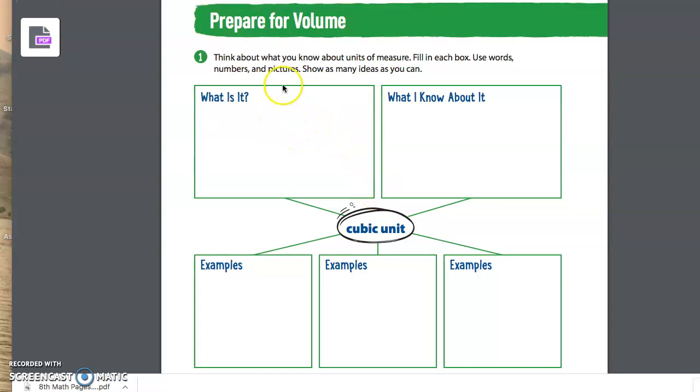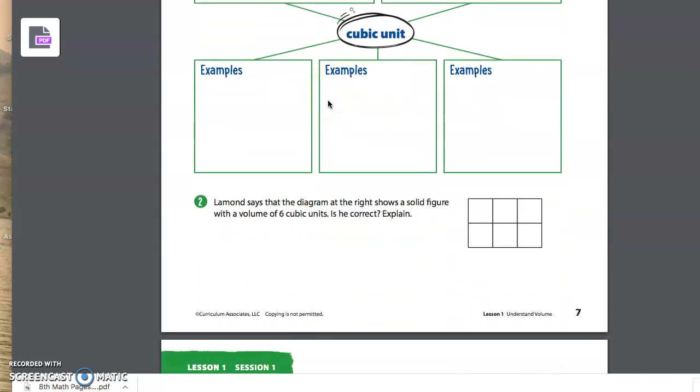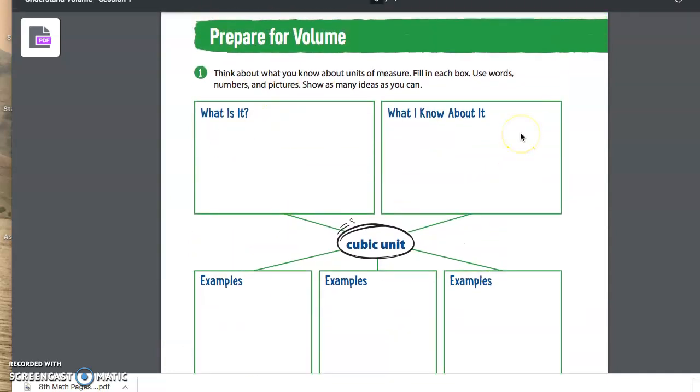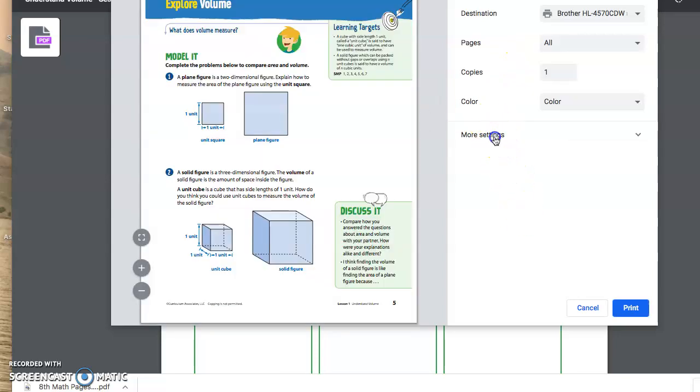Okay, so this is for 7th grade. You've already gone through and learned a little bit about volume and cubic units, so this is your homework. The great part about these is you will see them for every homework, and it's just what you already know. So I'm going to put in a little bit of what I know, but you also want to make sure that you're putting in what you know.